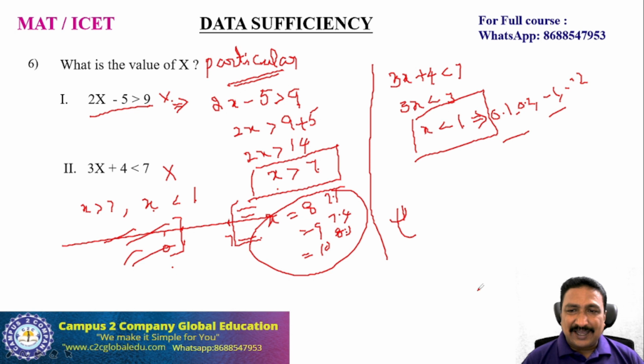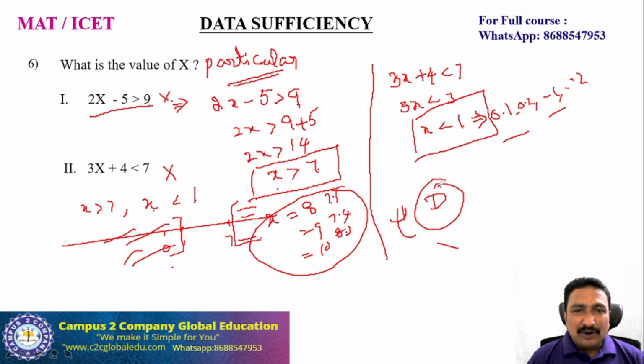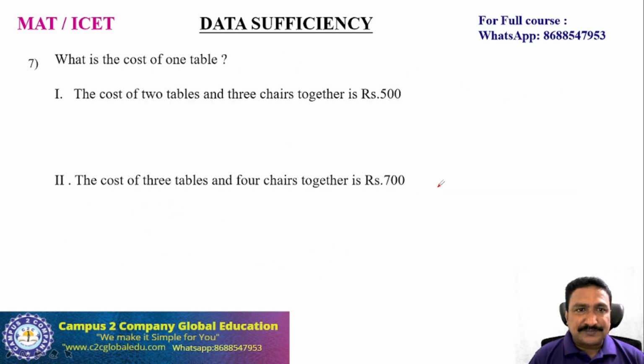So we are not getting the answer. While you are not getting the answer, then the answer is D. Understood, friends? We will go to the next question. Now look at the next question.